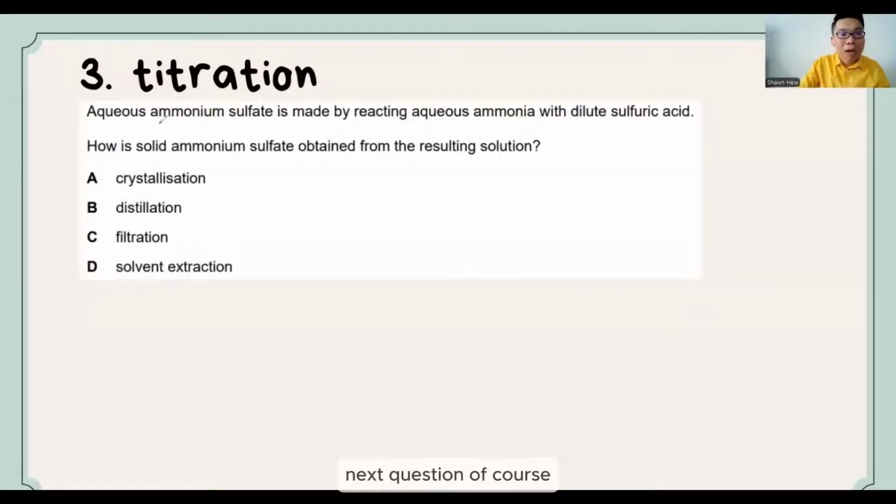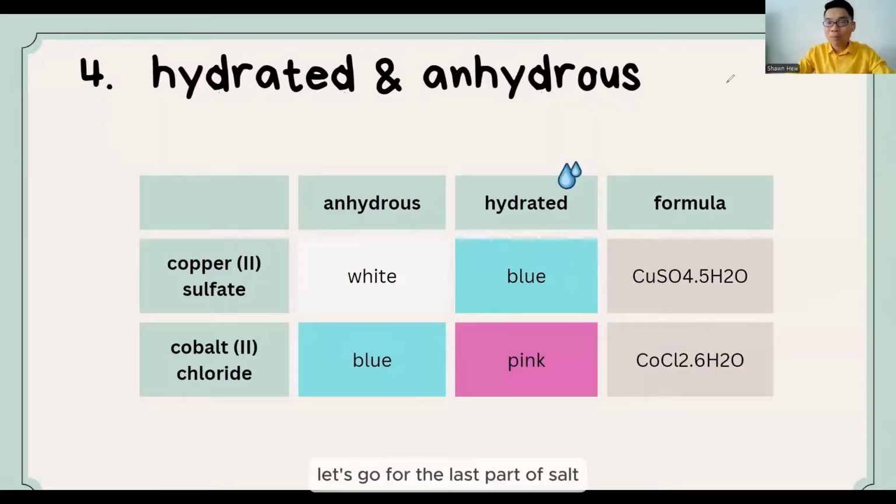Next question. Aqueous ammonium sulfate is made. Okay, so this is also a special situation. Sodium, potassium, ammonium salts: we must use titration. So they ask, how is solid ammonium sulfate obtained from the resulting solution? So we need to evaporate it and crystallize. So the answer is A.